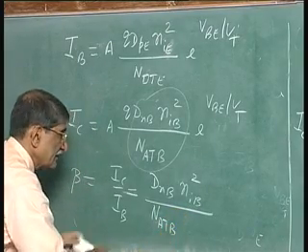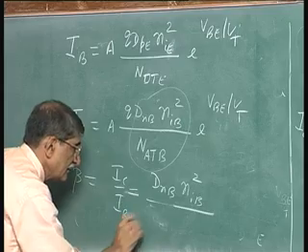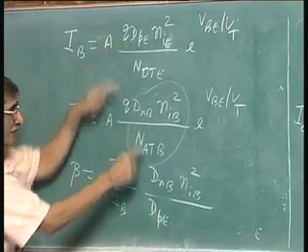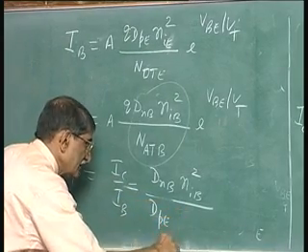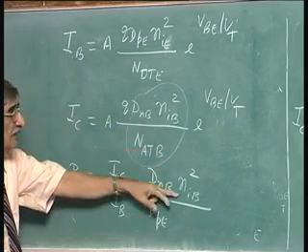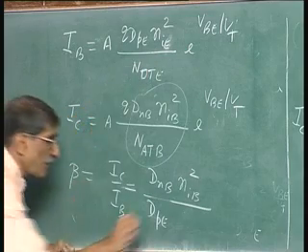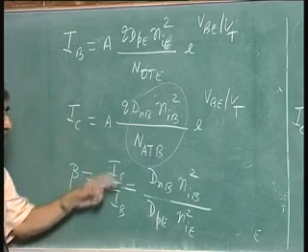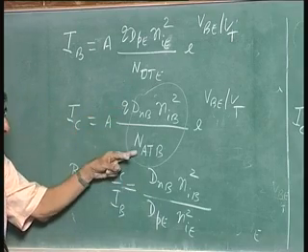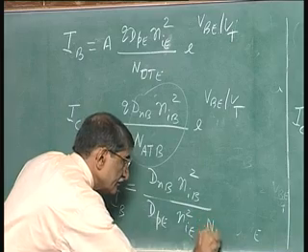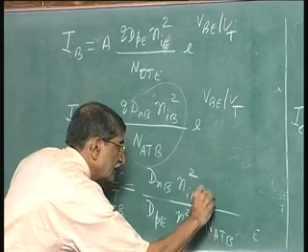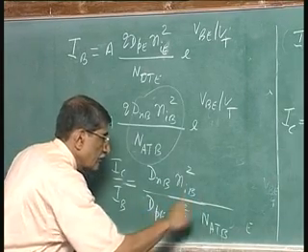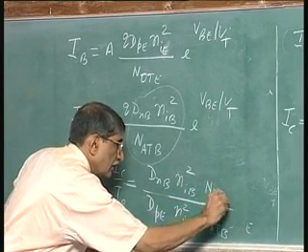I think what I will do is write one below the other: DNB by DPE, and you have Nib squared here divided by Nie squared, and you have NATB in one place and here NDTE.